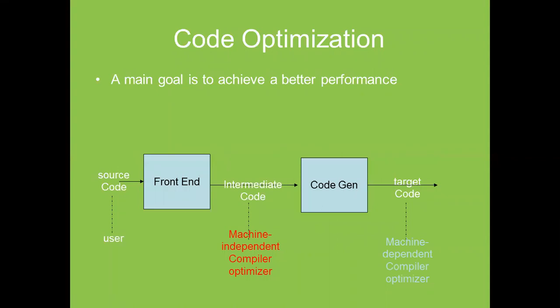So this is the last unit, 4 and 5. There is a merging of the two units, 4 and 5. So contents are same. Now here we will start from the optimization.